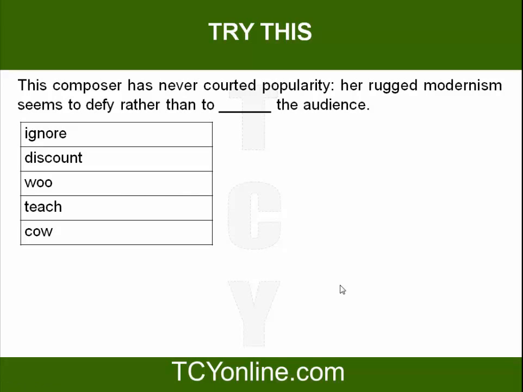Now, see this question. This composer has never courted popularity: her rugged modernism seems to defy rather than to blank the audience. Now, this composer has never courted popularity, means this composer has never tried to attract attention. Now I have my small little friend over here, that's the colon. What does this colon do? It explains, expounds, or elaborates the idea that the author has already presented before this. That means this composer had never attracted popularity. Now he'll elaborate on that.